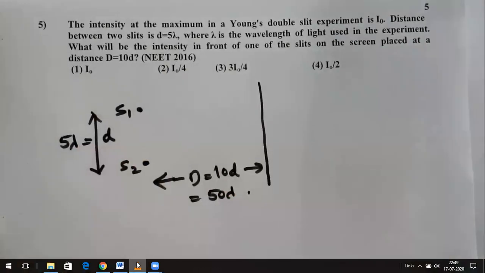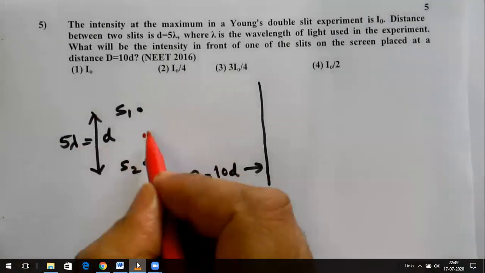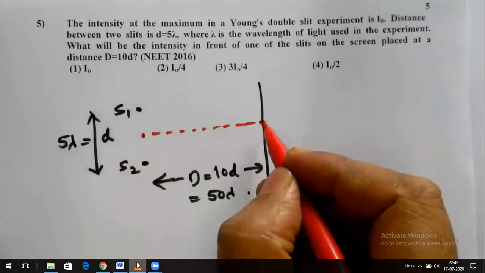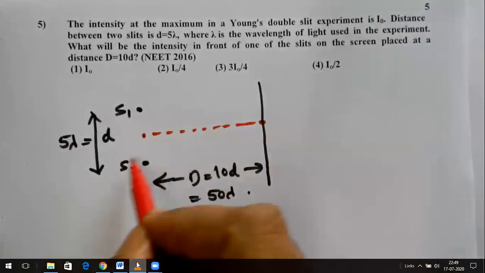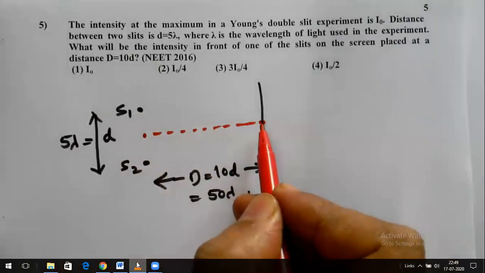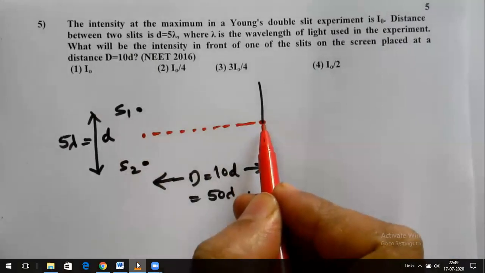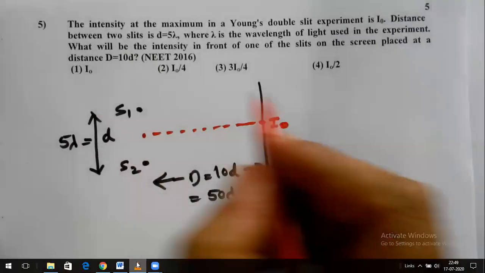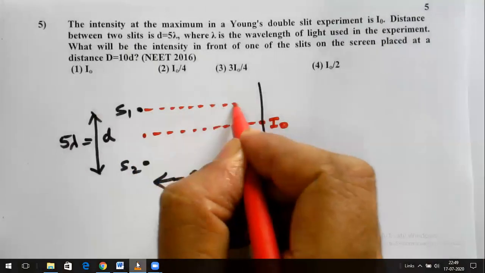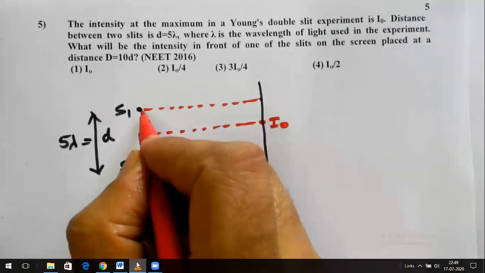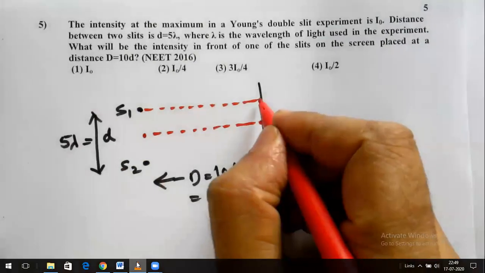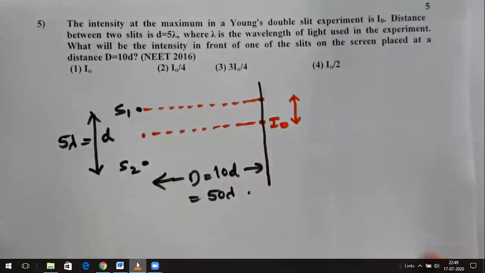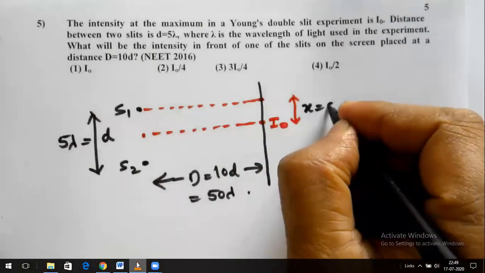Now let us select a point which is at the center of the line joining the two sources. The vertically opposite point on the screen will definitely be a bright fringe, because the waves starting from S1 and S2 and reaching here will not have any path difference. So they meet constructively to produce a bright fringe, and here the intensity should be I naught, the maximum intensity. Their question is to find the intensity at a point which is directly opposite to one of the slits. Now you select this point, directly opposite to one of the slits. Its distance from the center, if I take it as x, is nothing but d by 2.